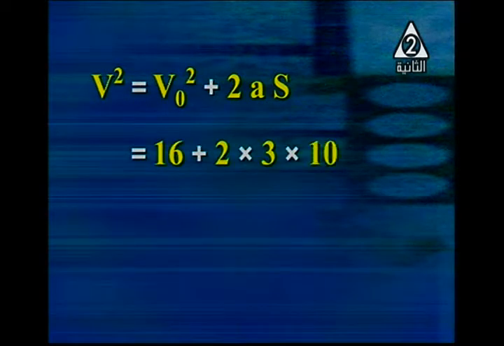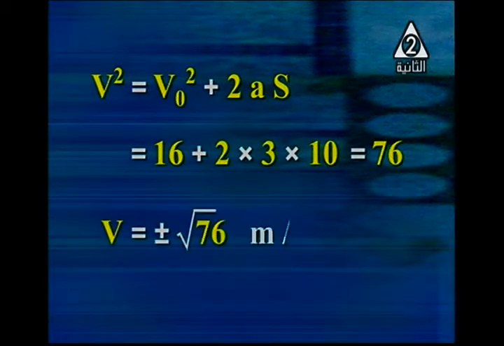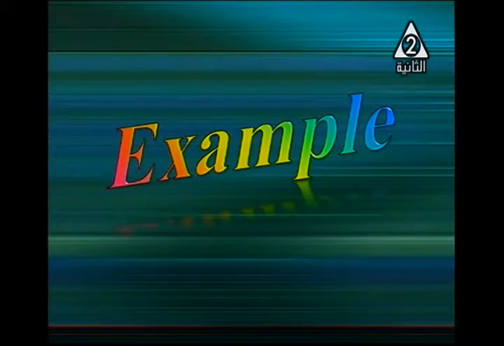By substitution, v squared equals 16 plus 2 times acceleration 3 times distance 10. Answer is 76. v squared equals 76, then velocity v is positive or negative square root 76 meter per second. Look at, dear student, another example.